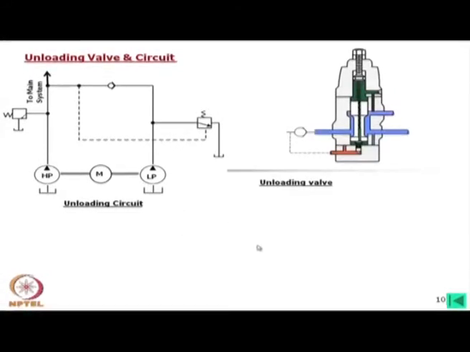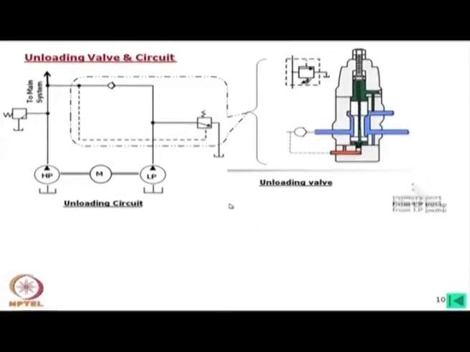Now, let us see what is there. This is called an unloading valve. What I have shown here is the symbol of the unloading valve, and we can see this whole unit is called the unloading valve. It is also a pressure relief valve, but it looks like this. Now, the primary port is from the LP pump. Basically, here unloading means we are unloading the flow of the low pressure pump to the tank. This is the purpose of unloading. It has no connection with the high pressure pump.